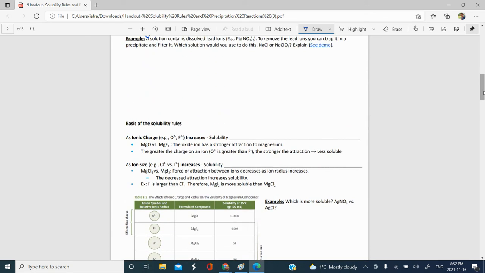Here we have the basis of our solubility rules, which comes from two main factors: ionic charge. As ionic charge increases, the solubility should decrease, because if you have a bigger charge overall, then it's harder for the ions to be separated. And we saw size is another factor. If you have a larger radius, then the solubility actually increases, because it's harder for the ions to hang on to each other since the nucleus is so far away, and they don't get to combine snugly to each other.